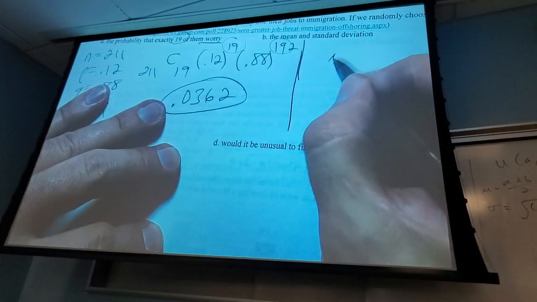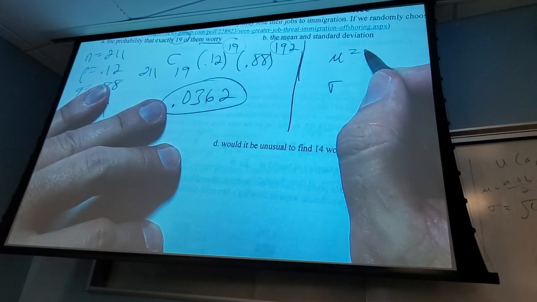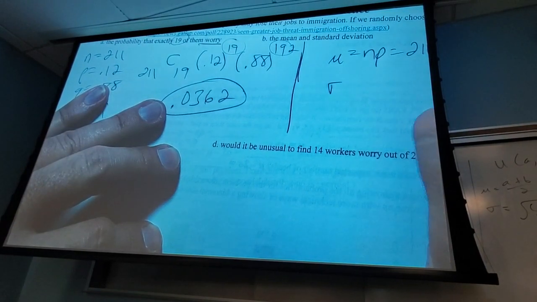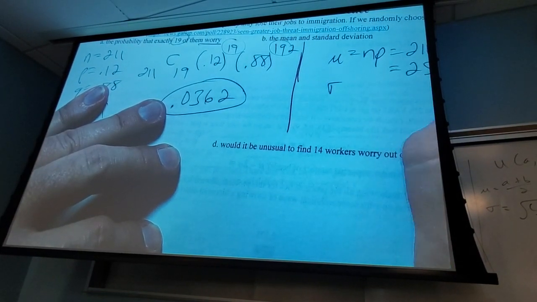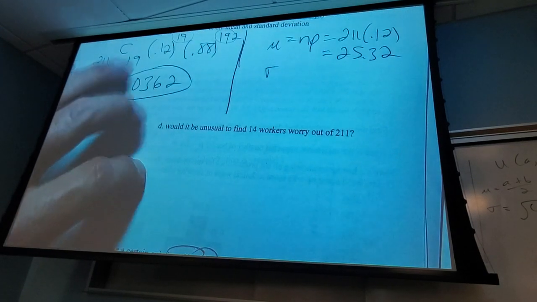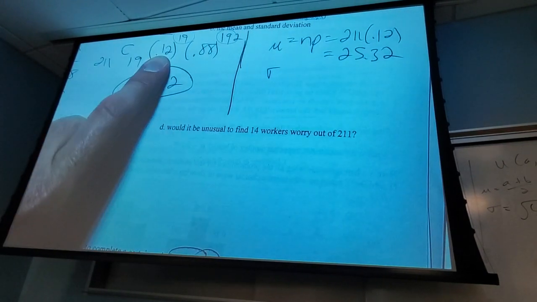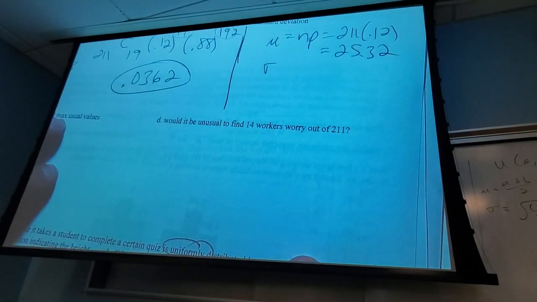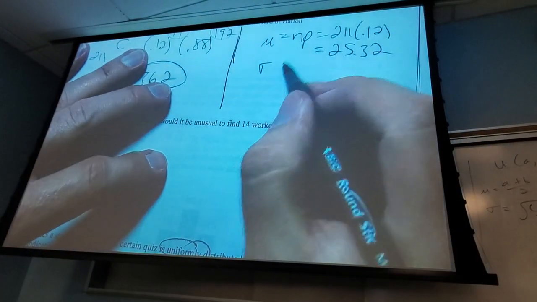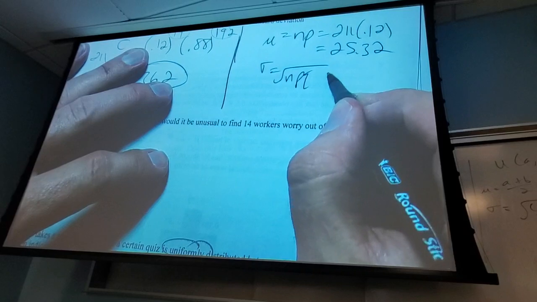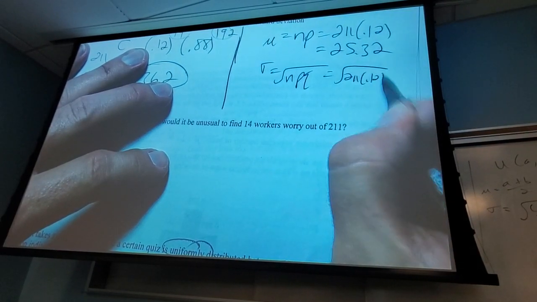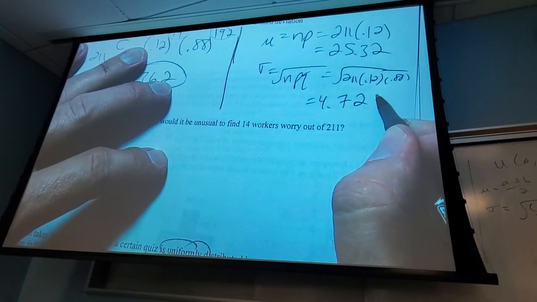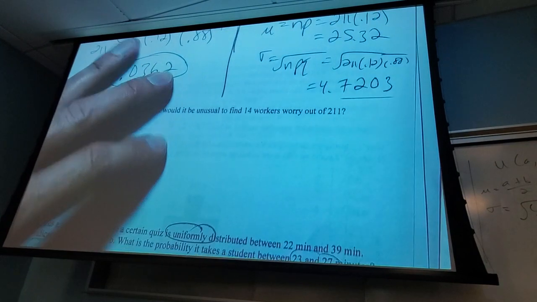Okay, what about the mean and standard deviation? What are those formulas? NP, so it'll be 211 times 0.12, and what do you get? 25.32. Sounds right. So in any group of 211 US workers, I would expect to find about 25 who are worried about this, who have this irrational worry. Standard deviation is the square root of NPQ. 4.723. I love it, guys.